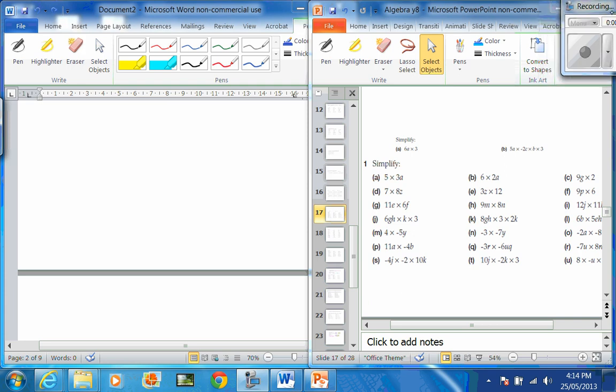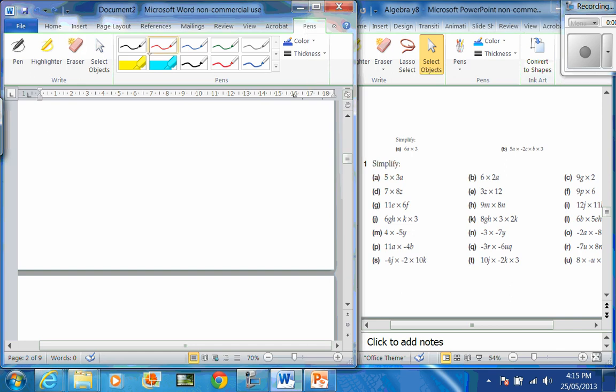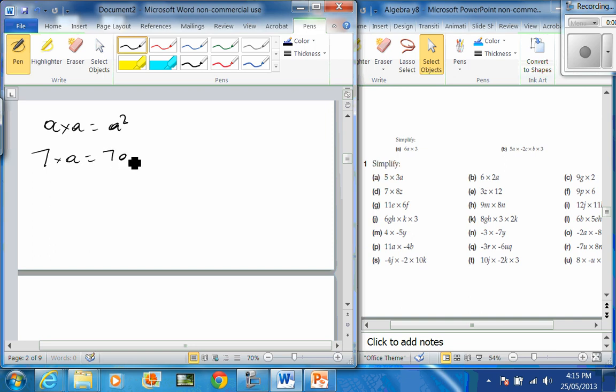Okay, let's revise quickly what we have done. Until now, we have learned how to write terms in algebraic expression. I know how to write A times A as this. I know that this is a term, and when I multiply with this, it is written like this.